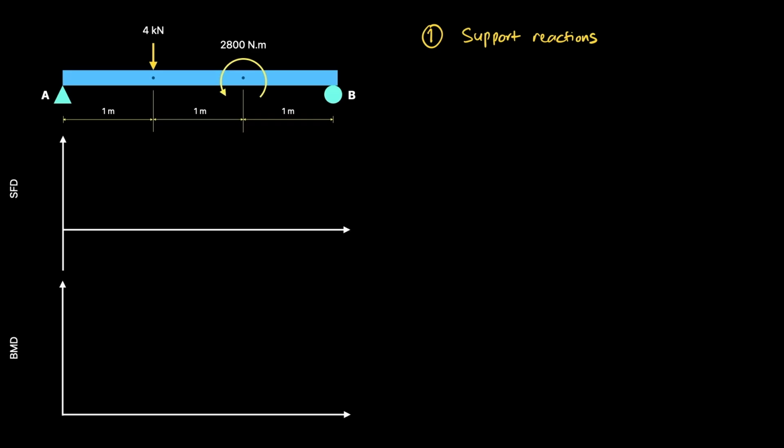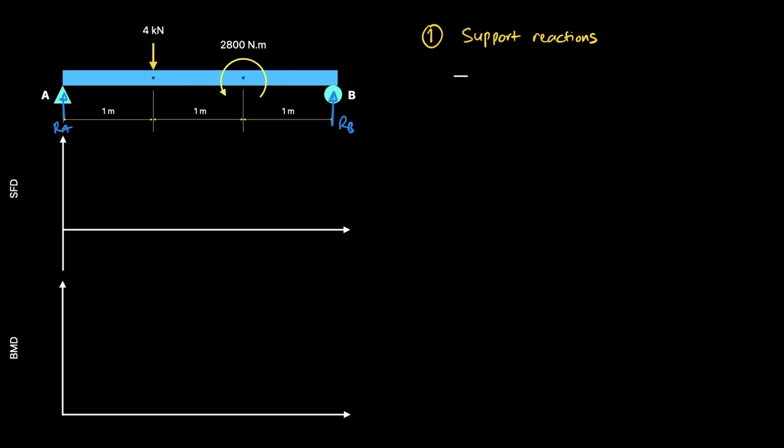We replace the supports with unknown forces, Ra and Rb, both assumed upward. Now take moments about A, counterclockwise positive, and Rb is 3 meters from A. The 4 kilonewton load acts 1 meter from A, and here's a nice property of applied moments. The 2,800 newton meter moment goes straight into the equation as it is. It doesn't matter where it sits on the beam, a couple has the same moment about any point.